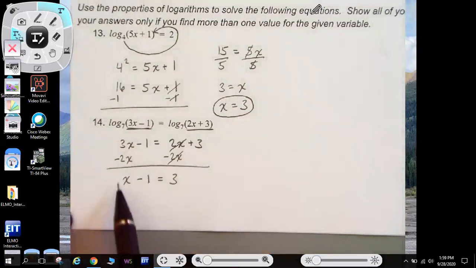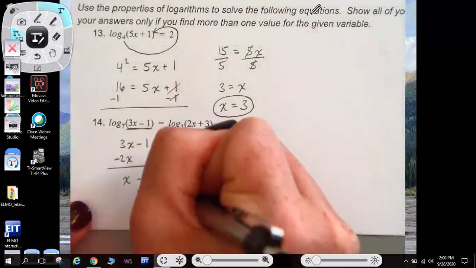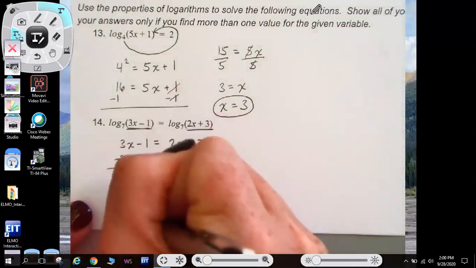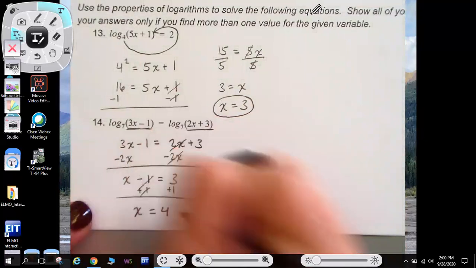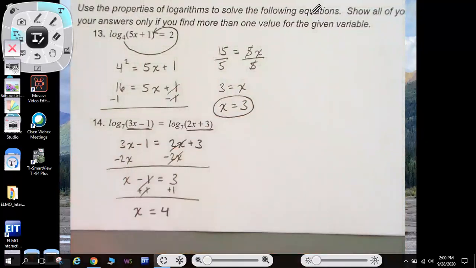Okay, then I want to get this x by itself, so I want to add 1 to both sides to get rid of that minus 1. We get x equals 4. We don't have to check it because we only got one answer for x. So we just circle it and we're done. Questions on those two?